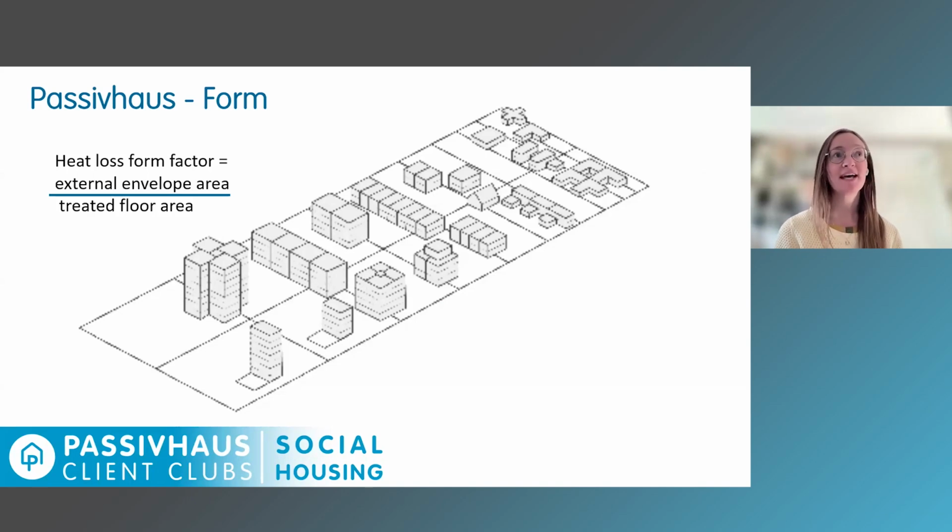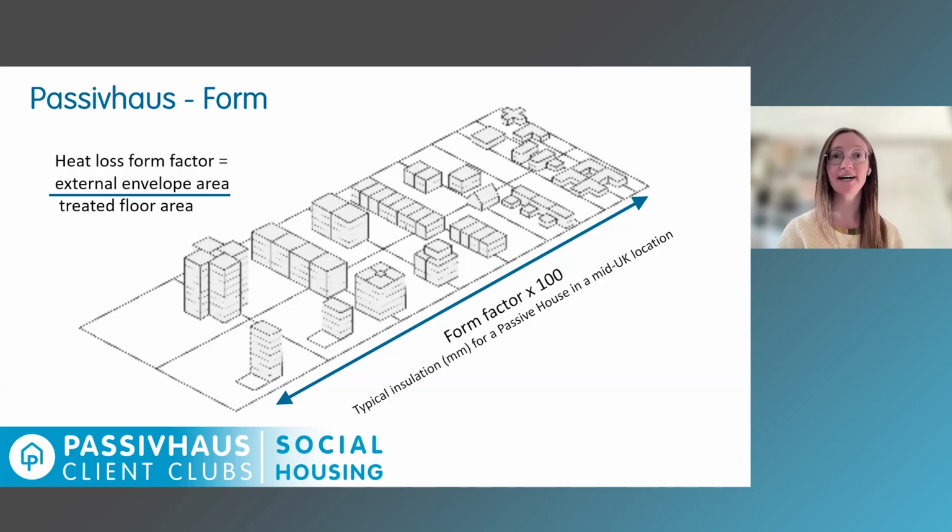We refer to something as the heat loss form factor, which is just the external envelope of our building divided by the floor area. It gives us a really good indication of how efficient that building form is. Smaller buildings will always have a higher form factor, and bigger buildings are always going to have a lower form factor.